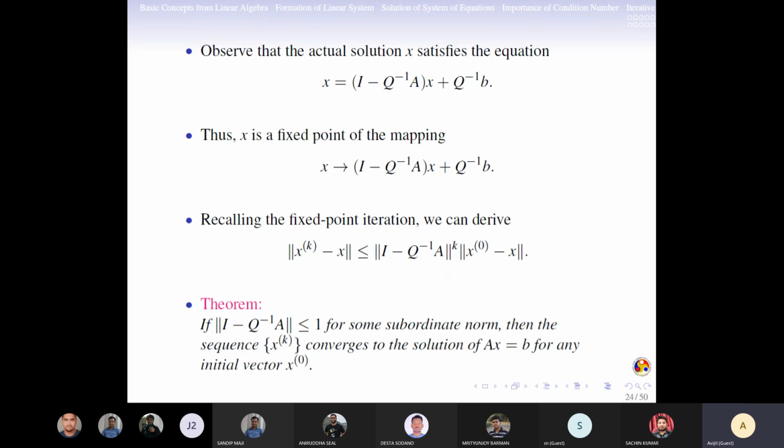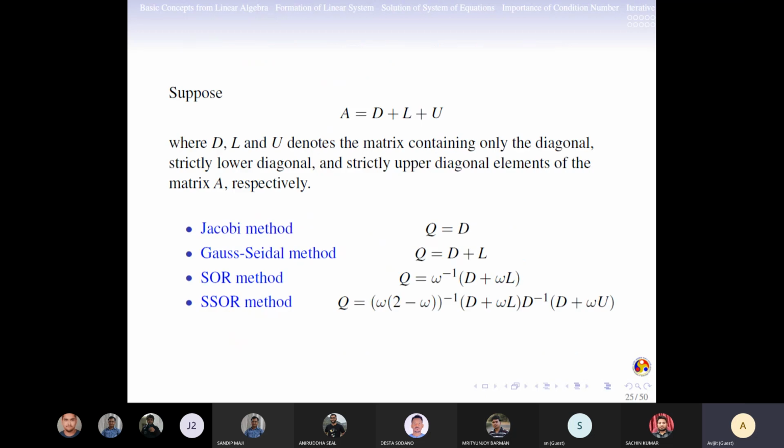We use some splitting technique on A in such a way that the norm of I minus q inverse A is less than or equal to 1, so that it converges. So there are different choices of q. Suppose A equals D plus L plus U, where D contains only the diagonal elements, L contains only the strictly lower diagonal elements, and U contains only the strictly upper diagonal elements. Then in the Jacobi method, we use q equal to D, because in the left hand side we only keep the diagonal element.